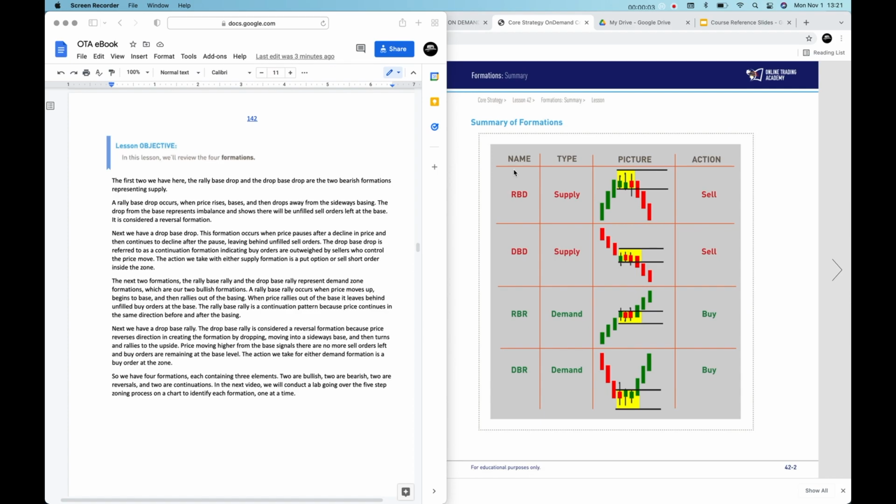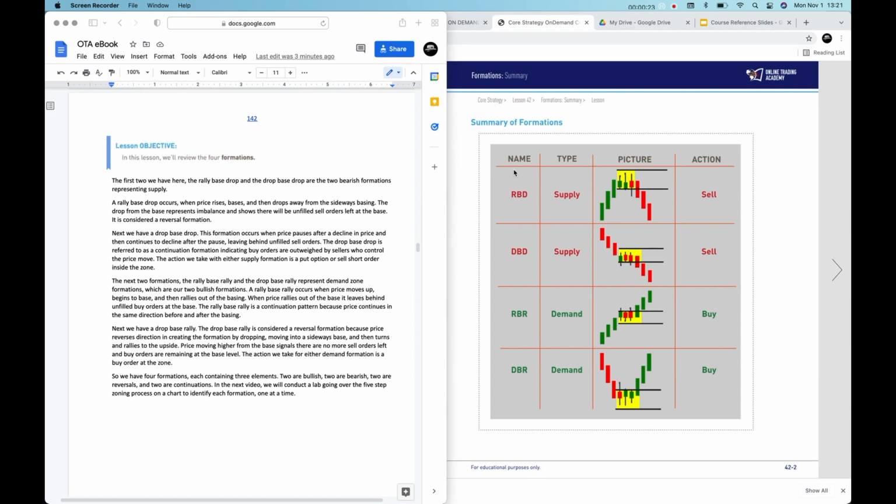In this lesson, we're going to review the four formations, and you can see them on the right-hand side of the screen. The first one on the top is an RBD, that's a rally-based drop. The one beneath that is a DBD, which is a drop-based drop. Both of these two formations are bearish formations.